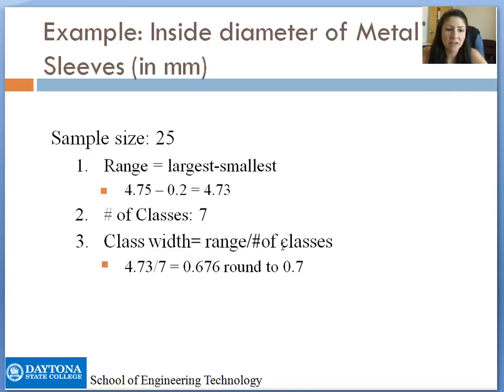which is 7. Then once you determine the number of classes, you have to determine the width. For this, you divide the range by the number of classes, and it gives you around 0.676, which you can round up to 0.7. So that's the width of the class.